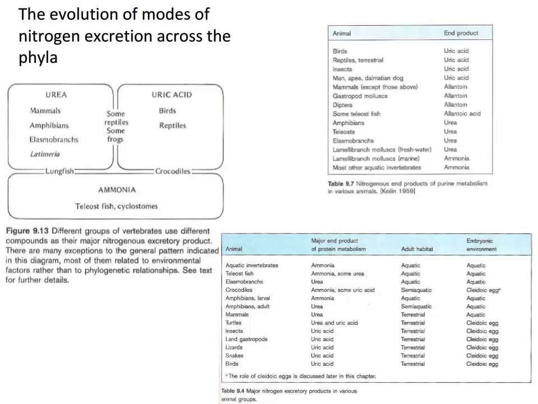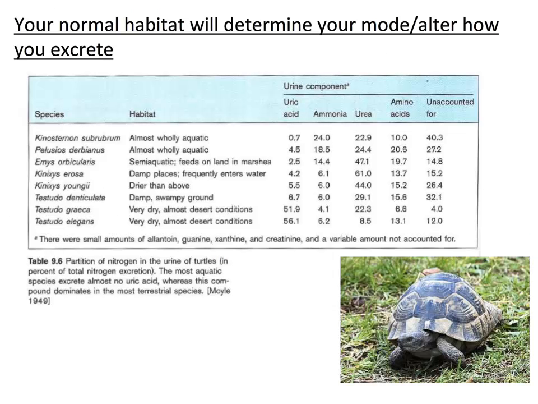rather than any phylogenetic evolutionary relationship. And just to really ram the message home, here we have a series of tortoises, and we can see that for the tortoises that are aquatic, their major excretory product is ammonia, followed by urea. And then when we look at tortoises that live in desert conditions, their major excretory product is uric acid with very little ammonia, and in between we have urea taking over as the main excretory product.